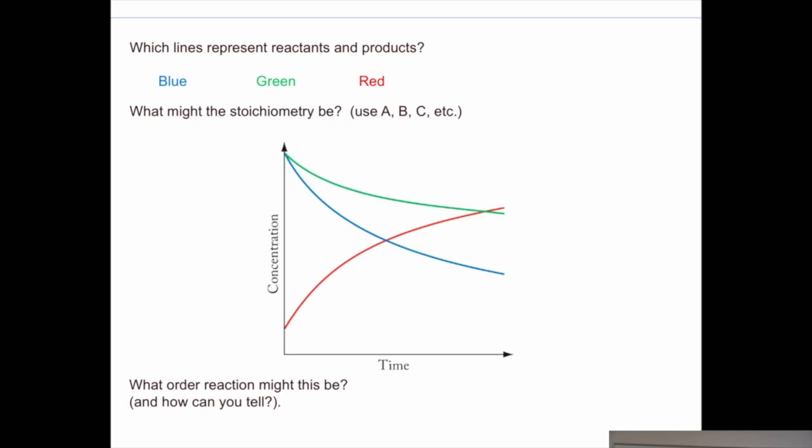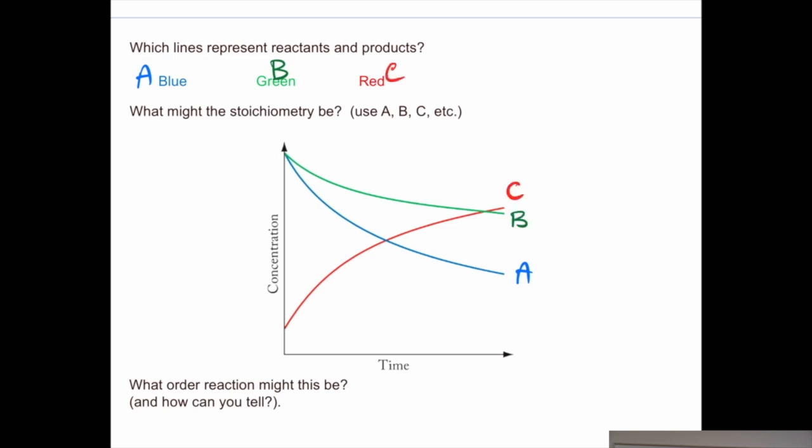Now you don't know what reaction order is yet, so we're not going to worry about that. But just take a look at this and think and discuss a little bit. What do you think is happening? Which ones are reactants, which ones are products, and what do you think the stoichiometry of the reaction might be? Here, let's use A, B, and C. Let's label blue as A, green as B, and the red one as C.